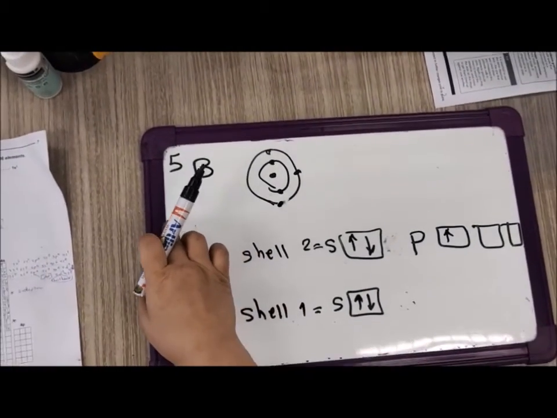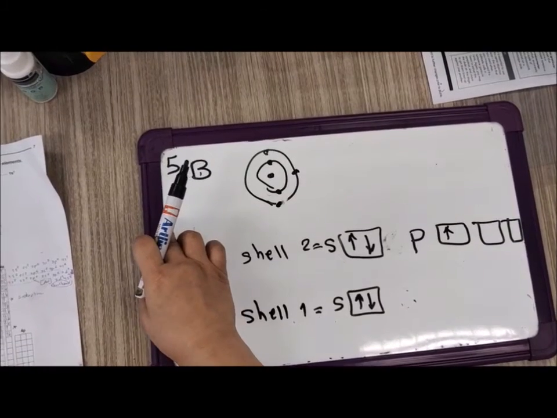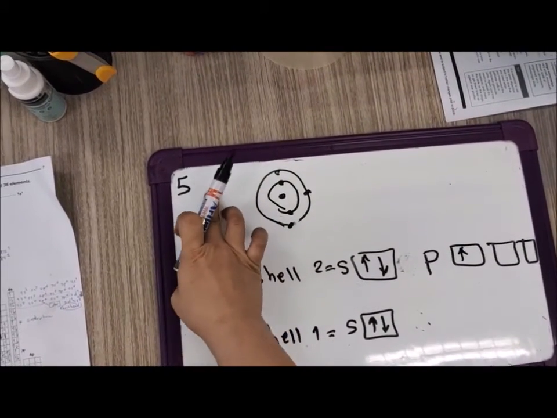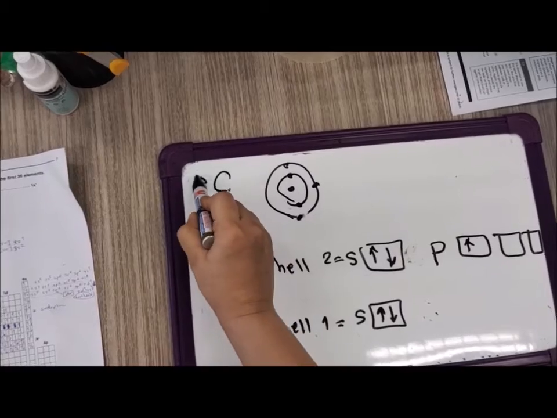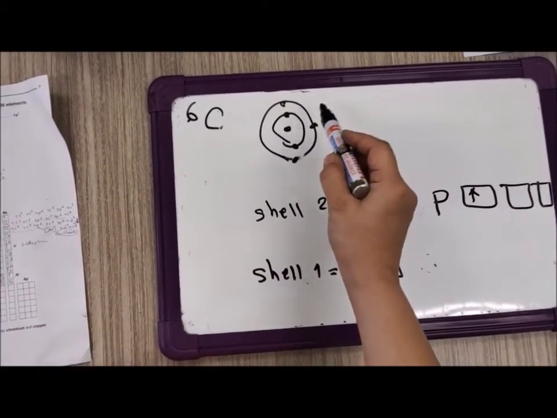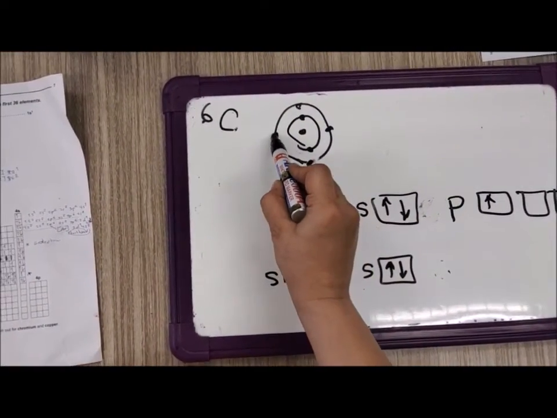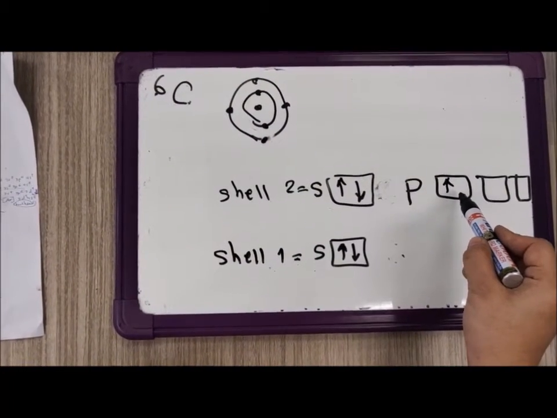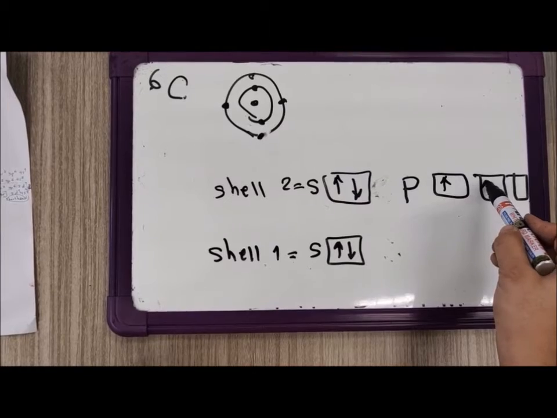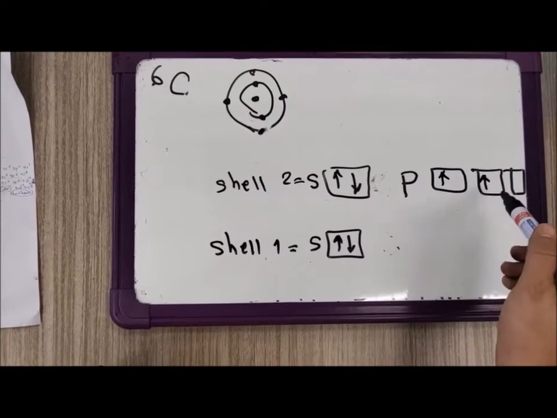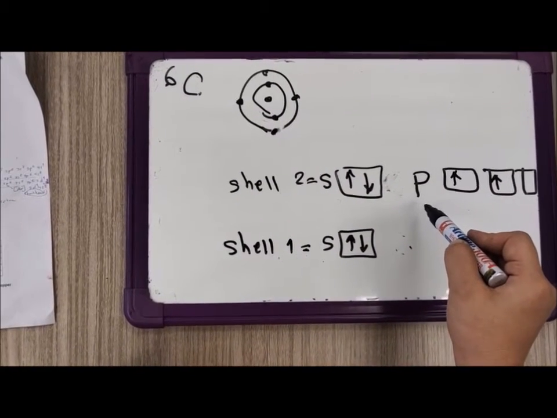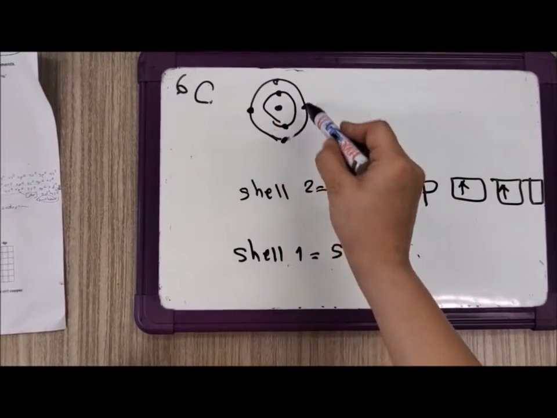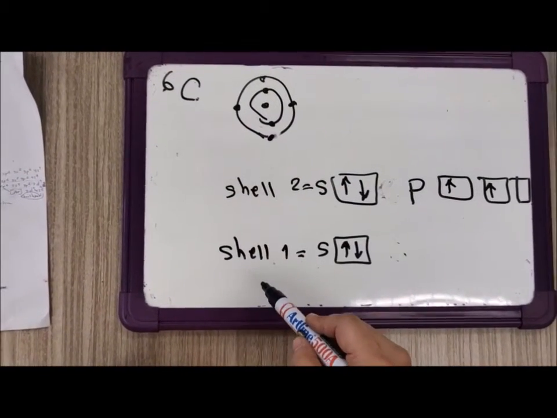Lithium, beryllium, boron, and then carbon, 6. With 6 electrons, it means that another electron is added. Where should I put it? Here? No, I cannot pair it up. I put it in the next box, the next orbital of the p orbital. But the same shell, the second shell, because it still has 2 shells. Right?